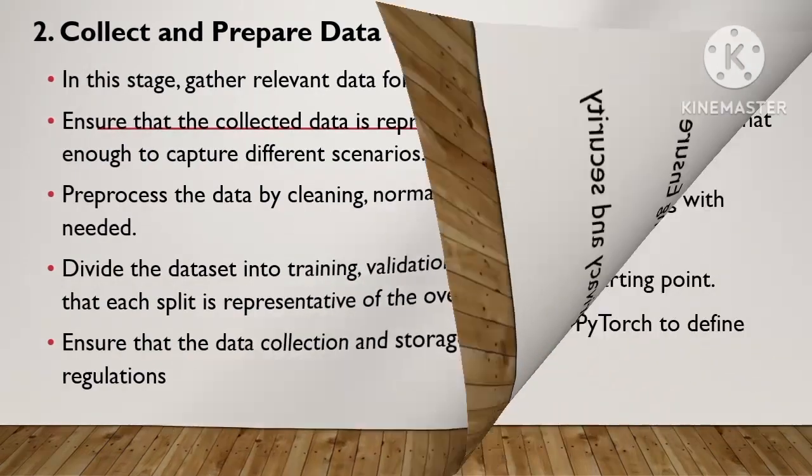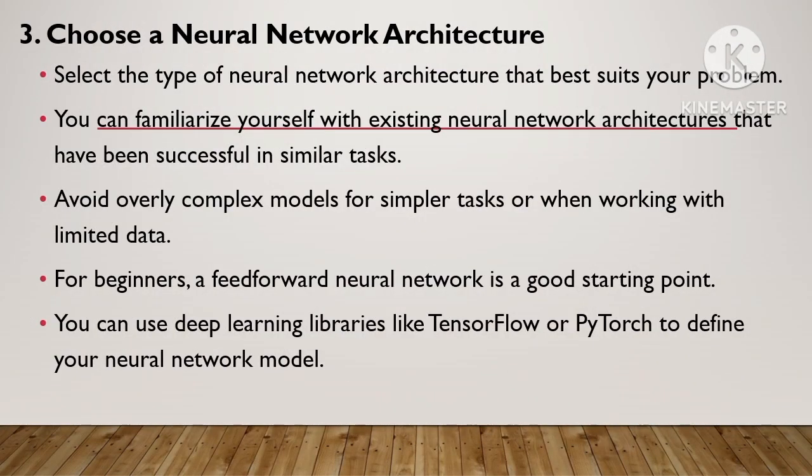Step number 3 is to choose a neural network architecture. You should select the type of neural network architecture that best fits the problem that you want to solve. You can familiarize yourself with the existing neural network architectures, for example CNNs. You can do some research, and try to look at previous architectures that have been successful in the task that you want to solve.